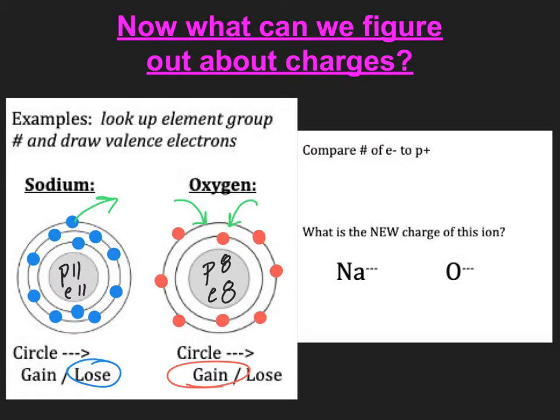So because each of those atoms are gaining or losing electrons, what we are creating is an ion. So we now have to think about what is the charge of our new particle. So to do that, we want to compare the number of electrons to protons. So just a reminder, according to our periodic table, we knew that sodium had 11 protons and therefore 11 electrons. So that's how it began. So let's just visualize that a little bit.